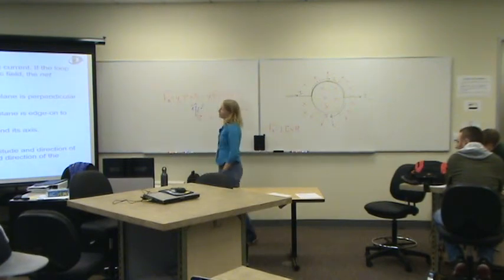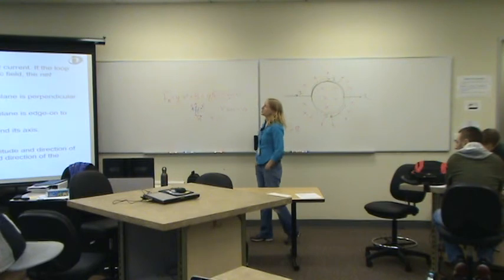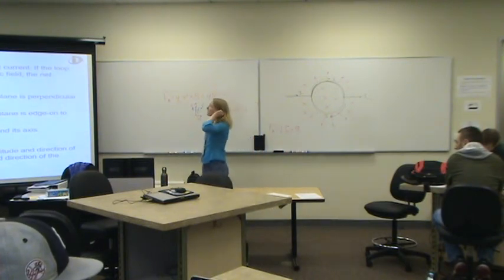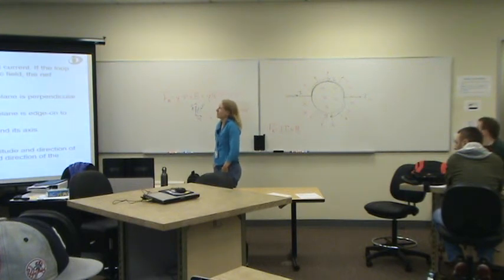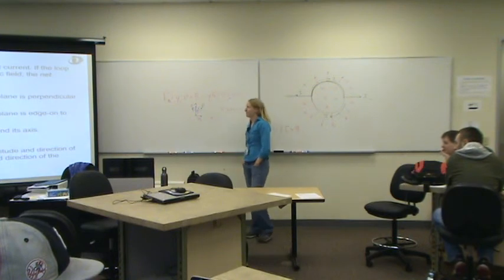Similar question, but now it's asking about the net magnetic torque on the loop. So a circular loop of wire carries a constant current. If the loop is placed in a region of uniform magnetic field, the net magnetic torque on the loop is what?